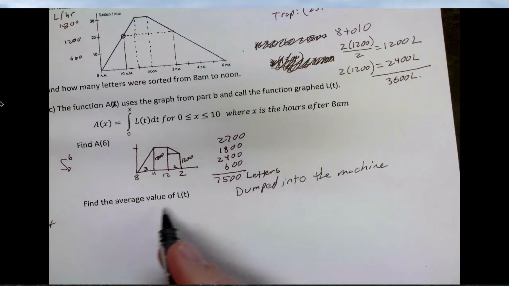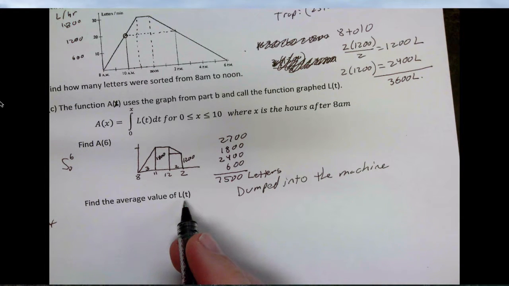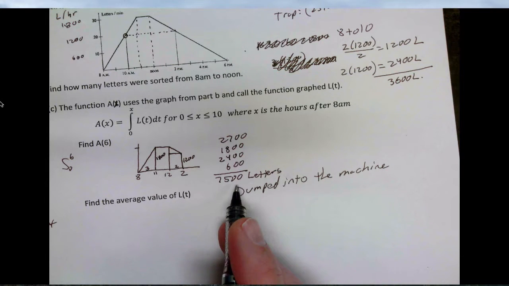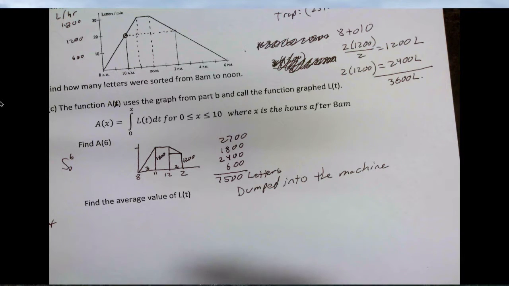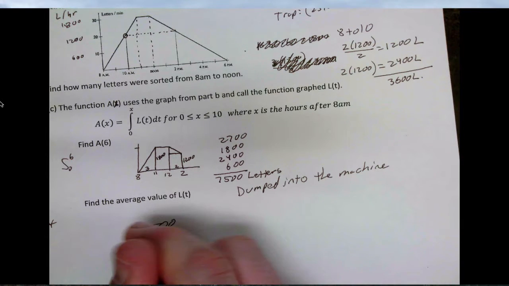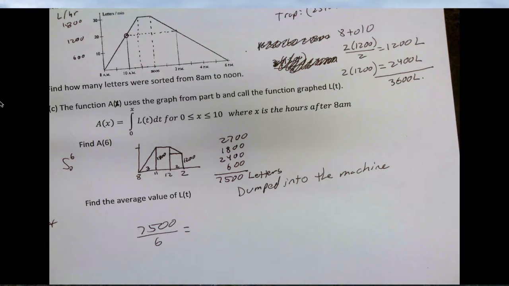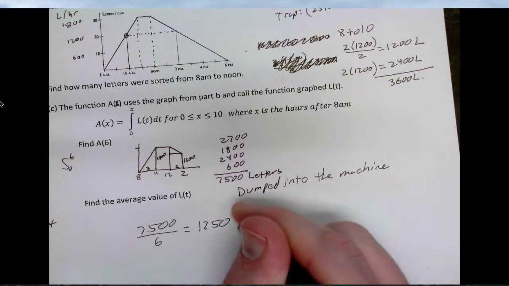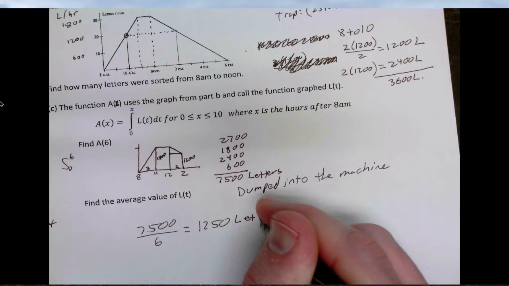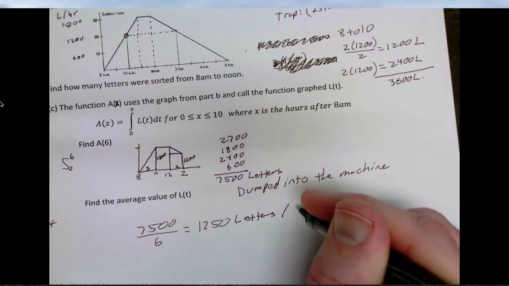Okay, to convert this to the average value of L of t, what we're going to do is just take how many letters there were and divide by the width. And we went from 8 to 2, that is 6 hours. So 7,500 divided by 6, I'm going to find that's 1,250 letters per hour.